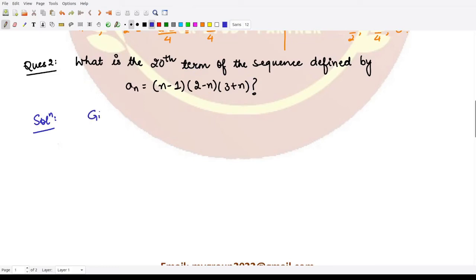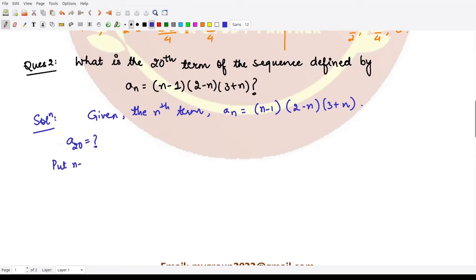So we are given the nth term as an, which is (n minus 1)(2 minus n)(3 plus n). In this nth term, because we are required to calculate a20, the 20th term, we will put n equal to 20 in an. So when you substitute n equal to 20 in an, you would have a20. In place of n, we are writing 20, right?